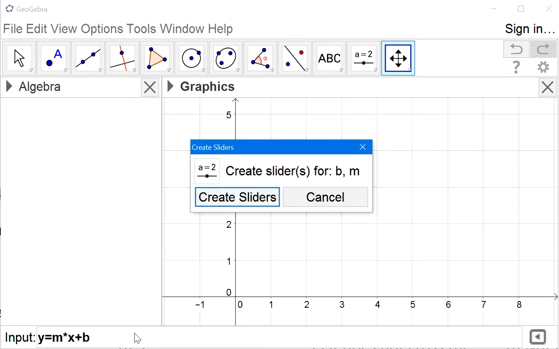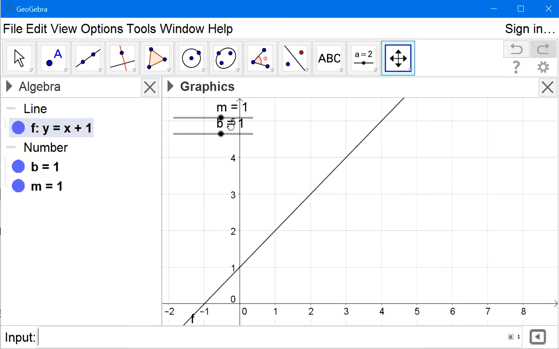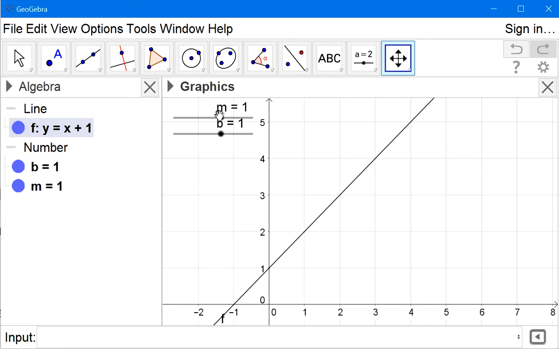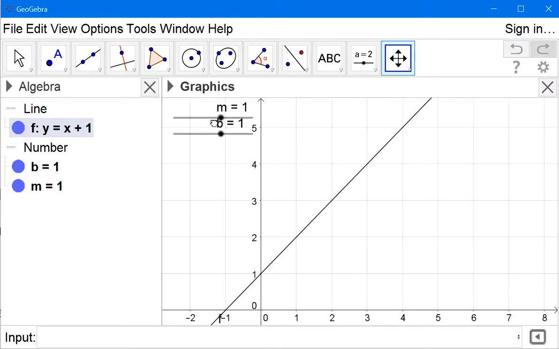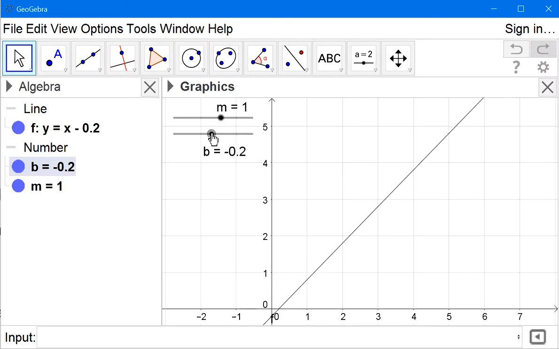Now GeoGebra says, would you like to create sliders for m and b? And I'll just say yes, create sliders. And what that does is it allows me to conveniently change the value of m and b to get different lines. So I actually have to grab this move tool. If I put my cursor right here, I can grab b and I can change b.